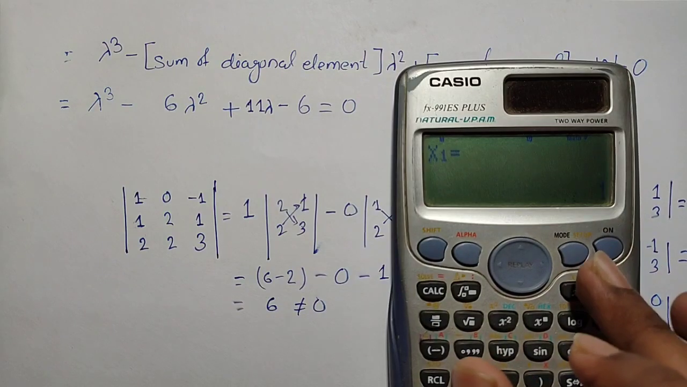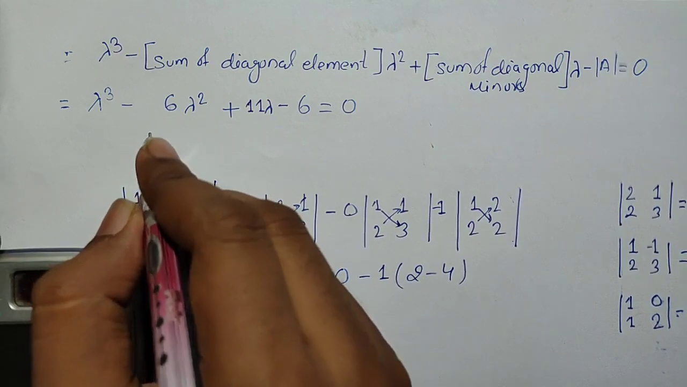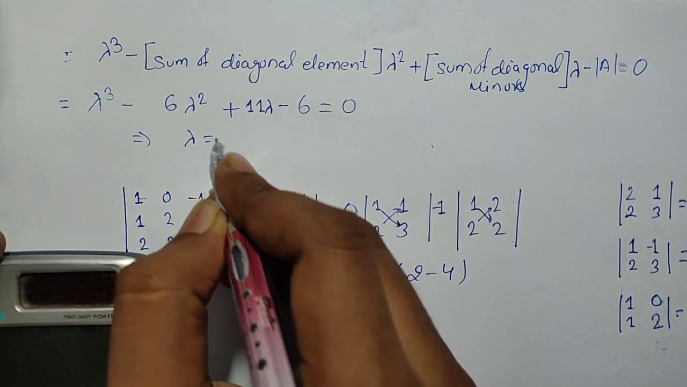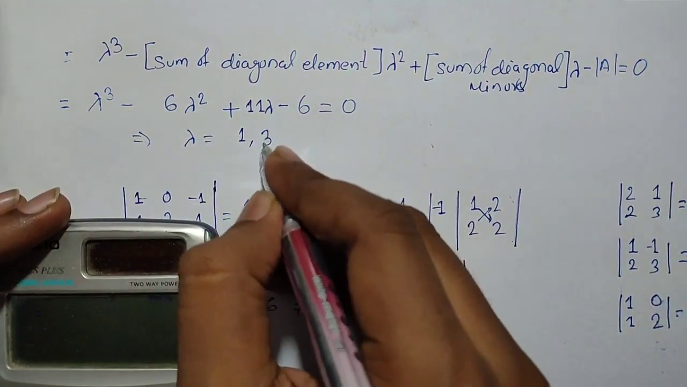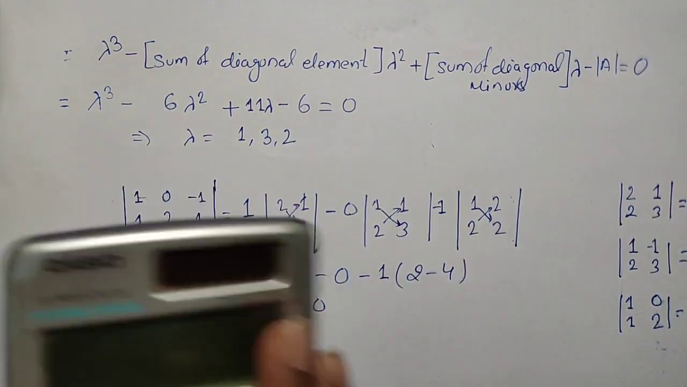The first value which we get will be our first eigenvalue. So we have lambda equals 1, again press equals to, 3 and 2. These three are our eigenvalues.